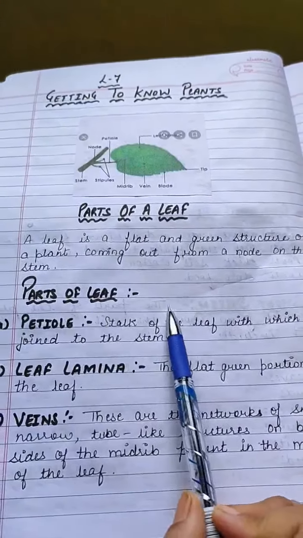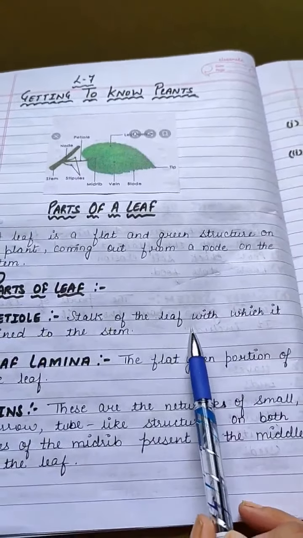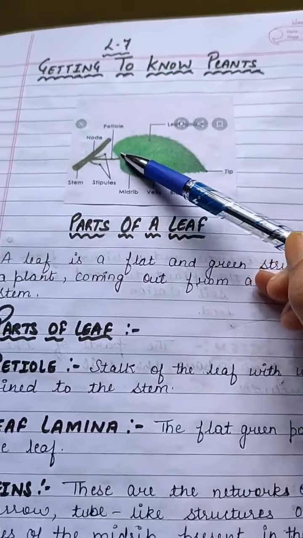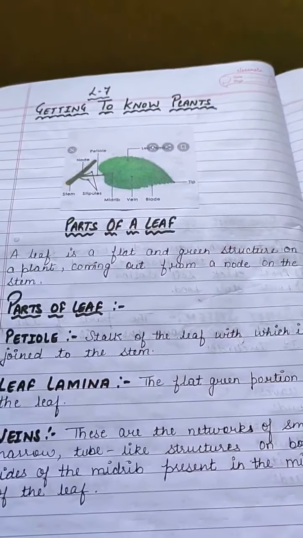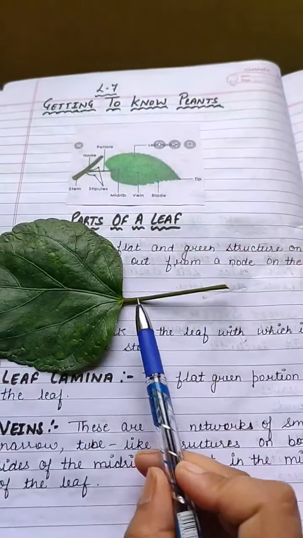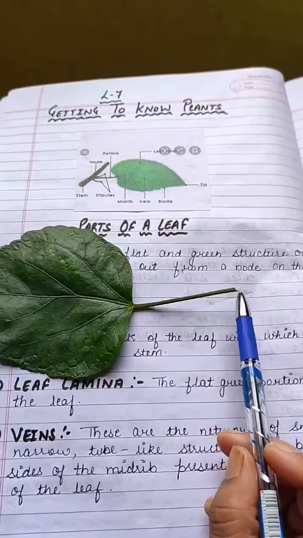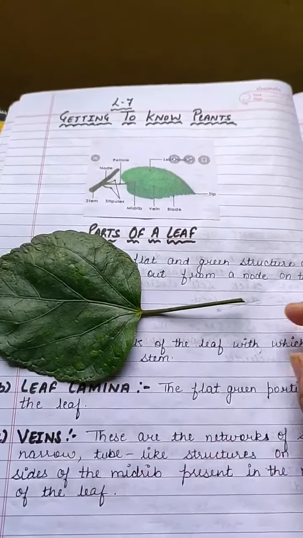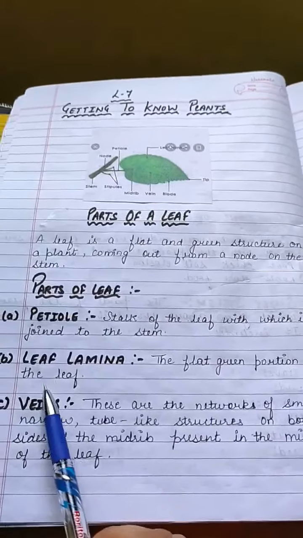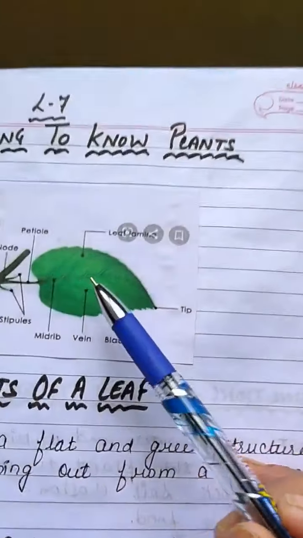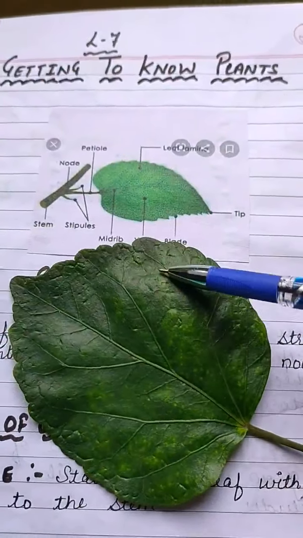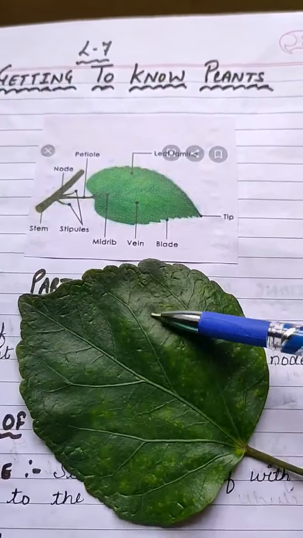Now the parts of a leaf. First is petiole, the stalk of the leaf with which it is joined to the stem. So this is the petiole and its main function is to join the leaf to the stem. Here you can see also this is the petiole and its main function is to join the leaf to the stem of the tree or plant. Next is leaf lamina, the flat green portion of the leaf. This is the leaf lamina. Here you can see this flat portion is the leaf lamina.